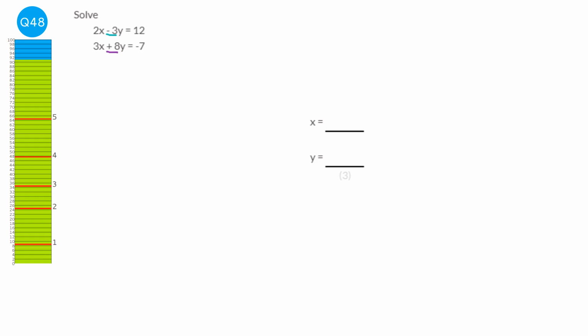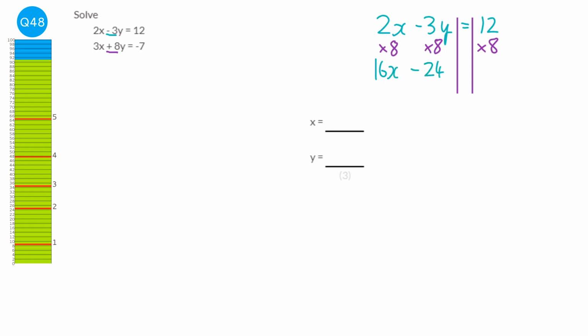So I'm going to write out the first equation, so 2x minus 3y equals 12. Get my lines in, and I notice that I'm going to times everything by 8 to make the coefficient of the y to be minus 24. So we got 16x minus 24y, which is good, that's what we wanted. And then we're going to do 12 times 8, which is 96. Going to write the second equation, so we've got 3x plus 8y equals minus 7. And this time I'm going to times everything by 3.